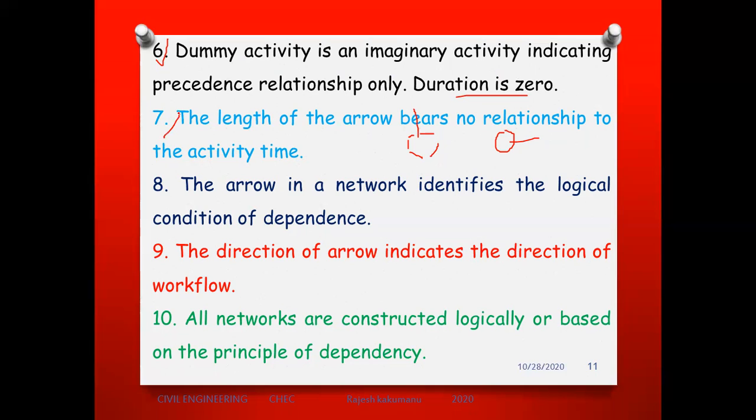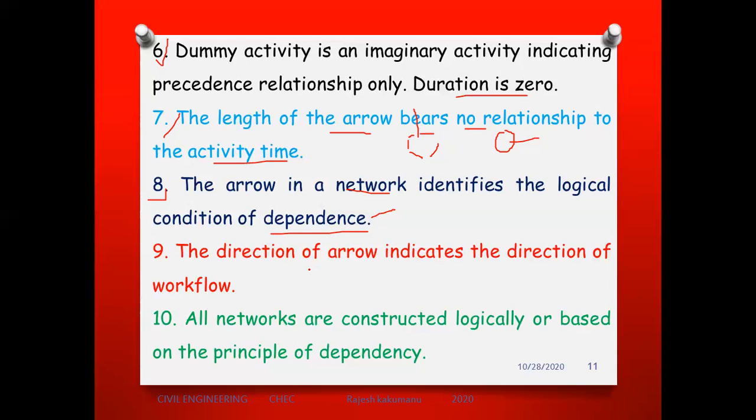Next one. The length of the arrow bears no relationship to the activity time. So he's saying that the length of the arrow does not show any relationship to the activity time. Therefore, it should be ignored. Next, eighth point. The arrow in the network identifies the logical condition of the dependence. So whenever the arrow is shown, it's not only the direction, but that is depending on the precedence concept, right? That is a dependence concept.